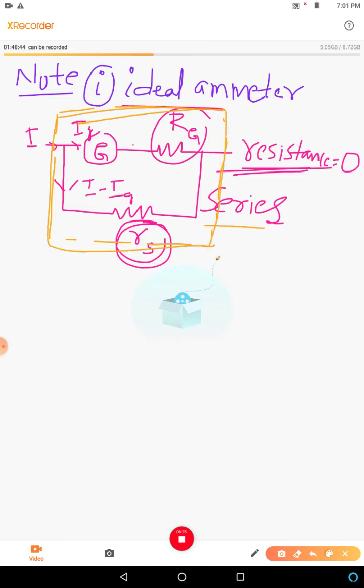So when it is connected in series, it should not alter the original value of the current. Have you written the note? It should not alter the original value of current, and its resistance should be very, very less. If the resistance becomes zero, then it's called an ideal ammeter.